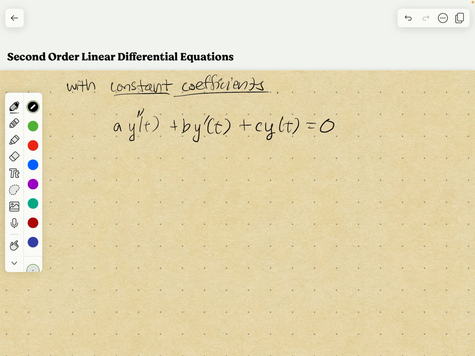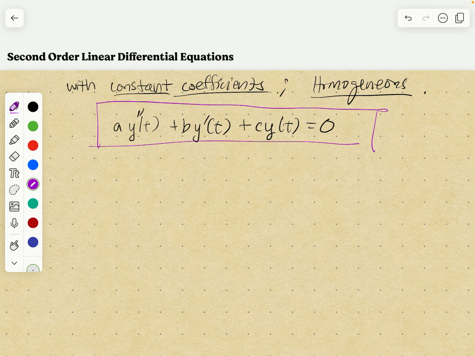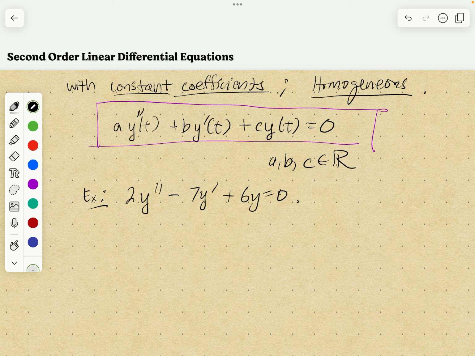This is homogeneous. I should say that we're going to talk about how to solve the homogeneous differential equation, where a, b, and c are real numbers. So an example would be something like 2 times y double prime minus 7y prime plus 6y equals 0. So we're looking for a function y of t that satisfies this equation.